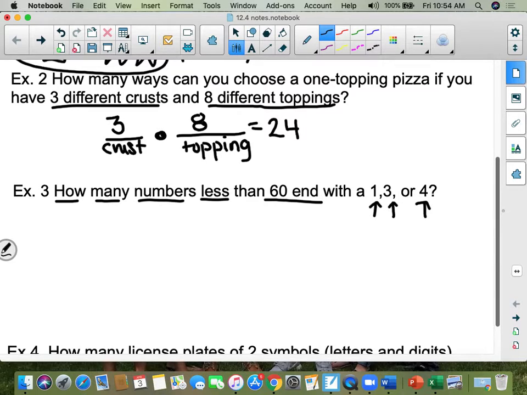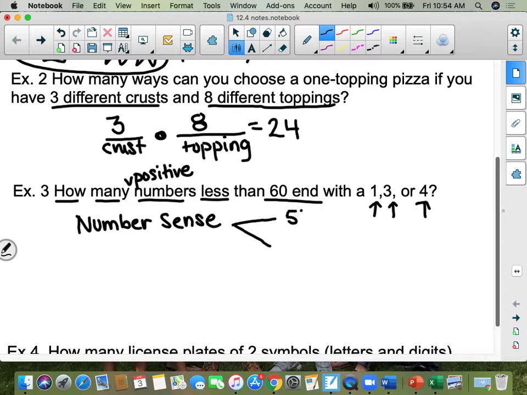And let's make sure we put how many positive numbers. There's a lot of numbers less than 60 if we talk about negative numbers too. How many positive numbers less than 60 end with a 1, 3, or 4? Well, you need to have number sense in order to do these problems. You need to think of numbers less than 60, and I'm just going to throw some out there.